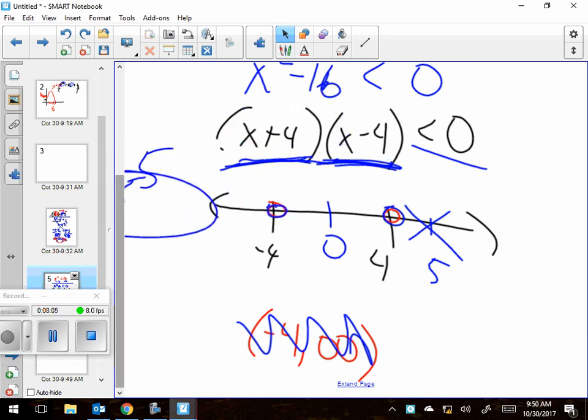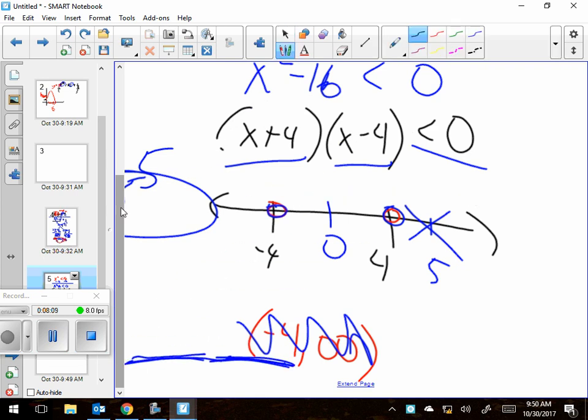It's getting a little messy. Get all that stuff out of here. Get this down here. If I now stick in a 0 to test this region, this turns into 4 times negative 4 is negative 16. Is negative 16 less than 0? Yeah, works. So it works in here.